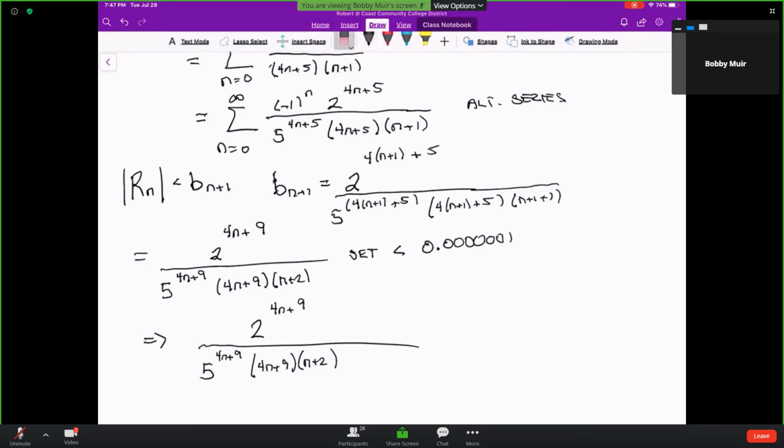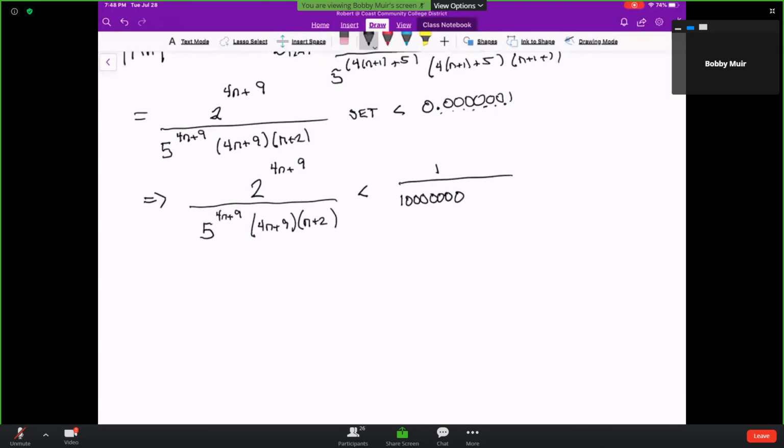So this expression needs to be smaller than 10 to the negative 7, that is, 1 over 10 million.